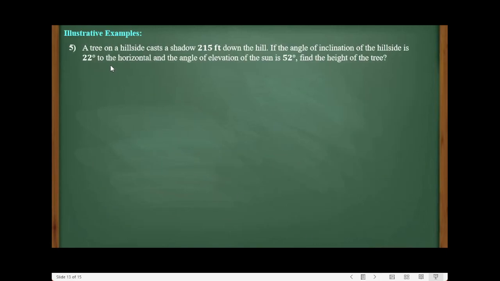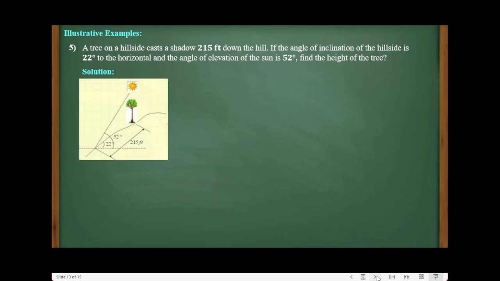A tree on a hillside casts a shadow of 215 feet down the hill. If the angle of inclination of the hillside is 22 degrees to the horizontal and the angle of elevation of the sun is 52 degrees, find the height of the trees. Okay, so for our solution, let us analyze.